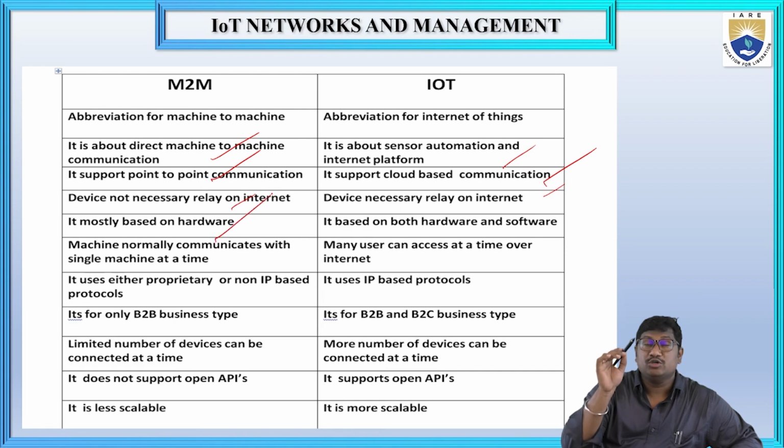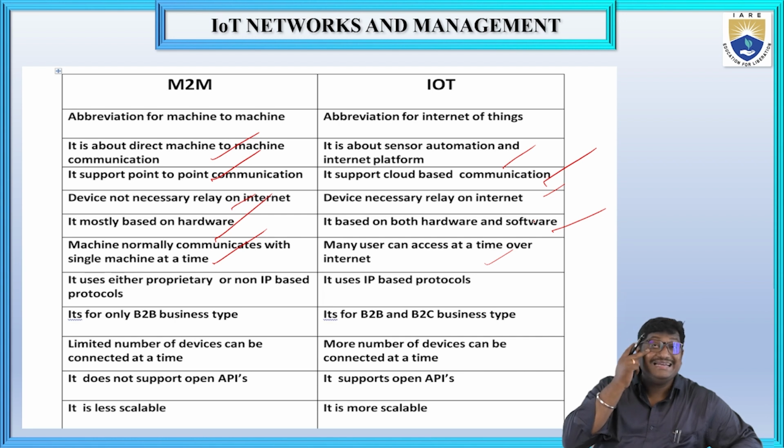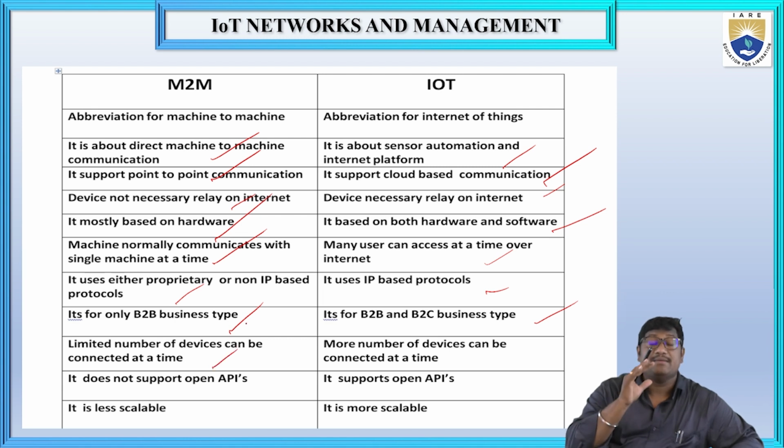And here we are mostly based on hardware, and in IoT we are mostly based on both hardware and software. Here the machines are going to communicate with a single machine at a particular time, but in IoT the user can access at any time over the internet. And here it is going to be non-IP based protocols. In IoT we are using IP based protocols, and here it is used for business to business type, and in IoT we can use it for business to business as well as business to customer type also. And here we are only having a limited number of devices, whereas in IoT we are having more devices which are connected at a specific point of time.